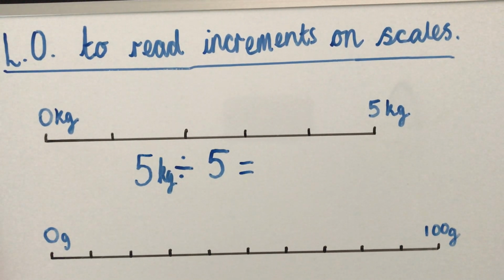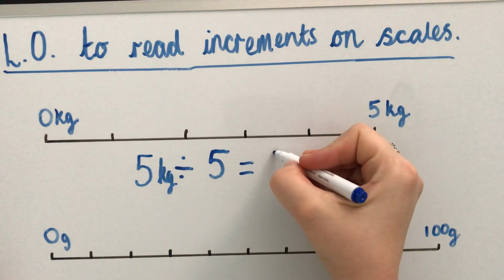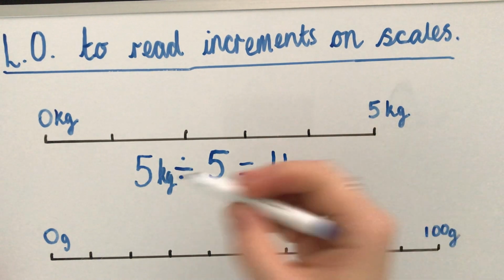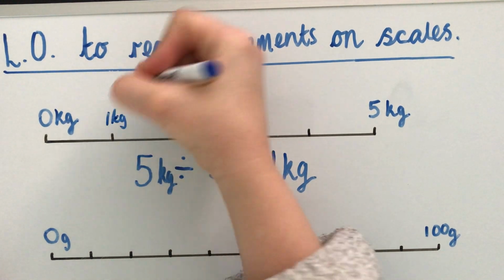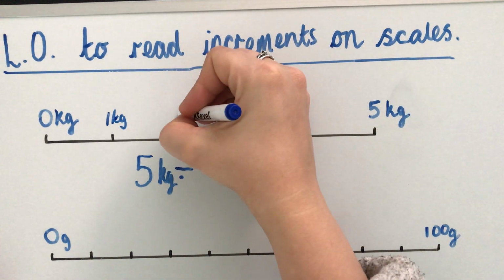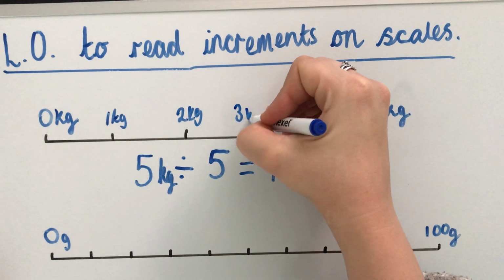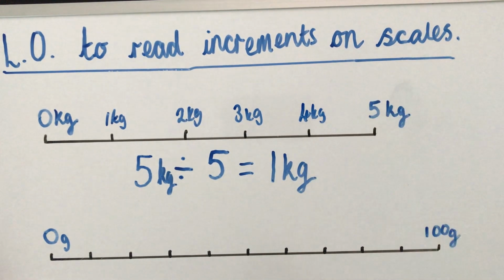Yeah, that's a nice easy one, isn't it? 5 divided by 5 equals 1. So every one of these little lines here are worth 1 kilogram. Okay? So it would be going up in 1 kilogram. So we would go 1 kilogram, 2, 3, 4, until we got to 5.